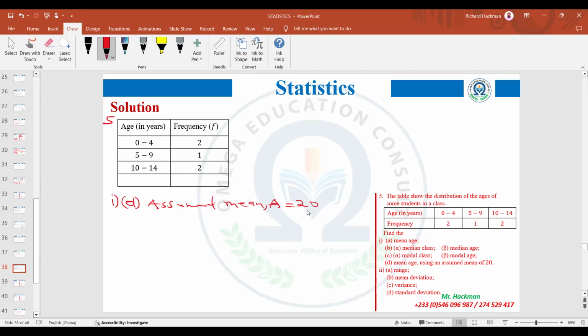Yes, please. Okay, so now you quote the formula and let the formula guide you. So from the formula, we know that our mean, from the assumed perspective, will be equal to A plus sigma FD all over sigma F.